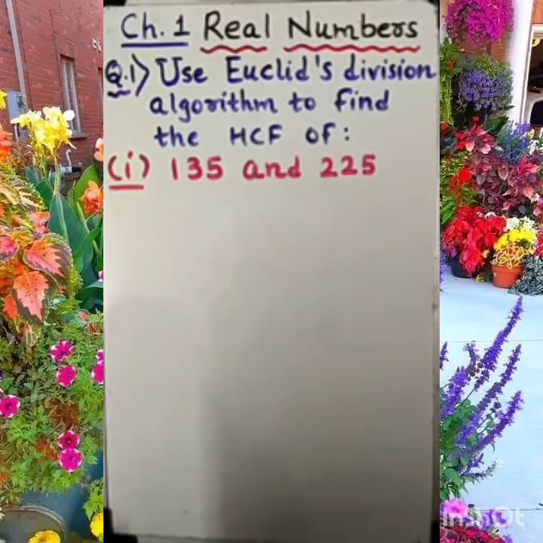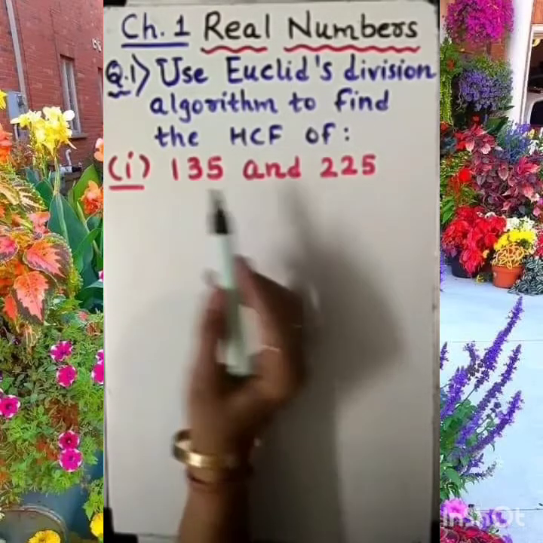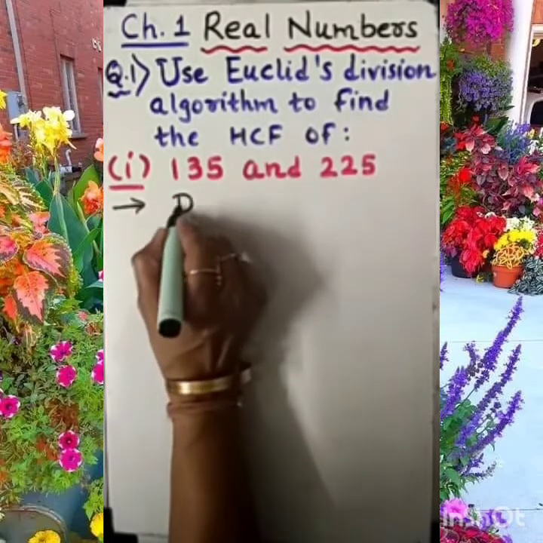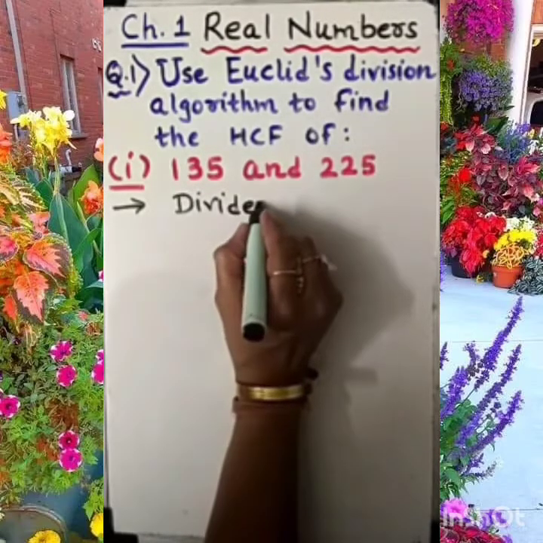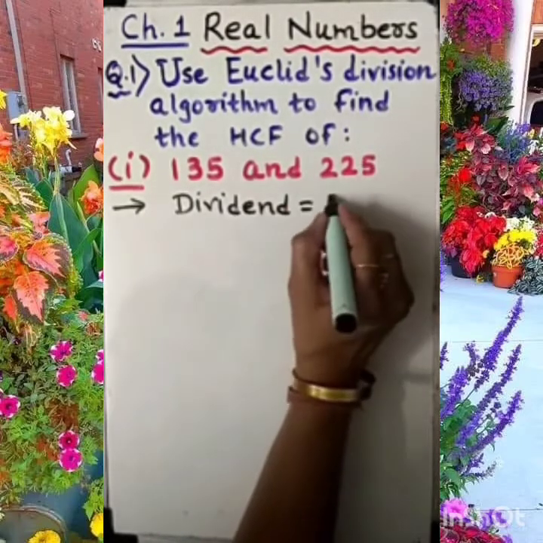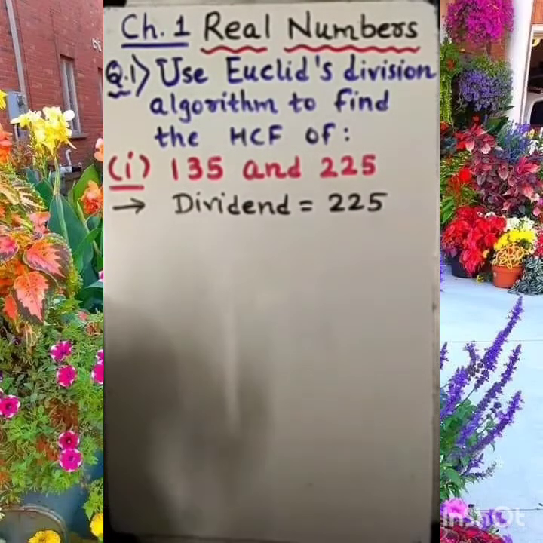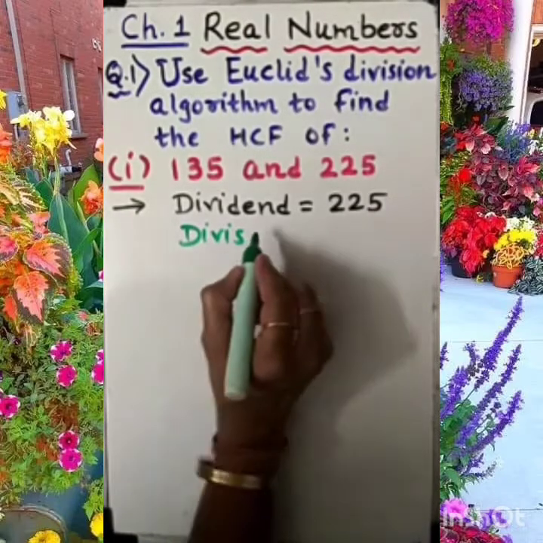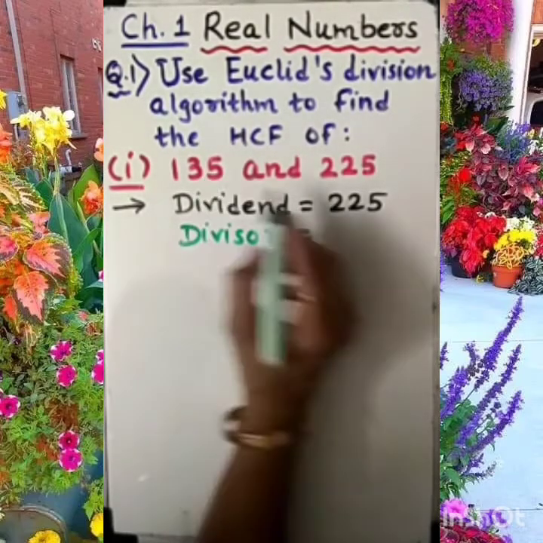Second step, consider the greatest number as dividend and the smaller number as divisor. So, my dear student, what is dividend here? Of course, the greatest number we will consider as dividend. So, dividend is equal to 225. Let's note down. What about divisor? The rest, the smaller number, is known as divisor. So I need to mention the divisor is 135.